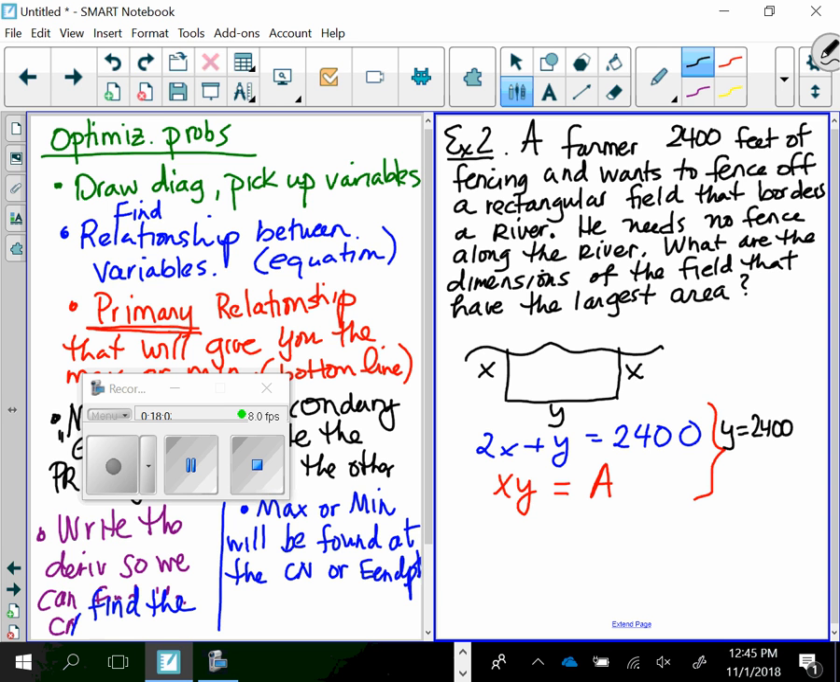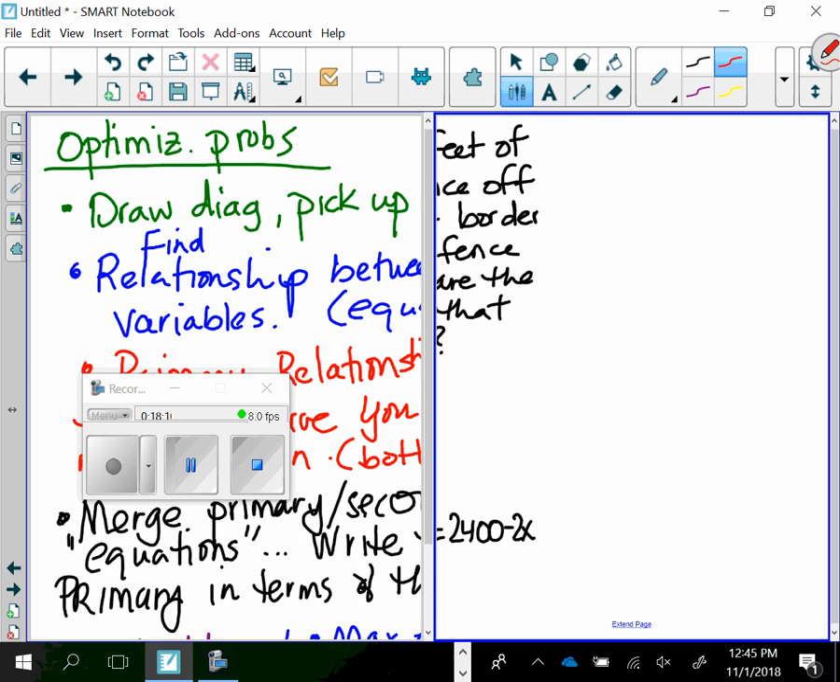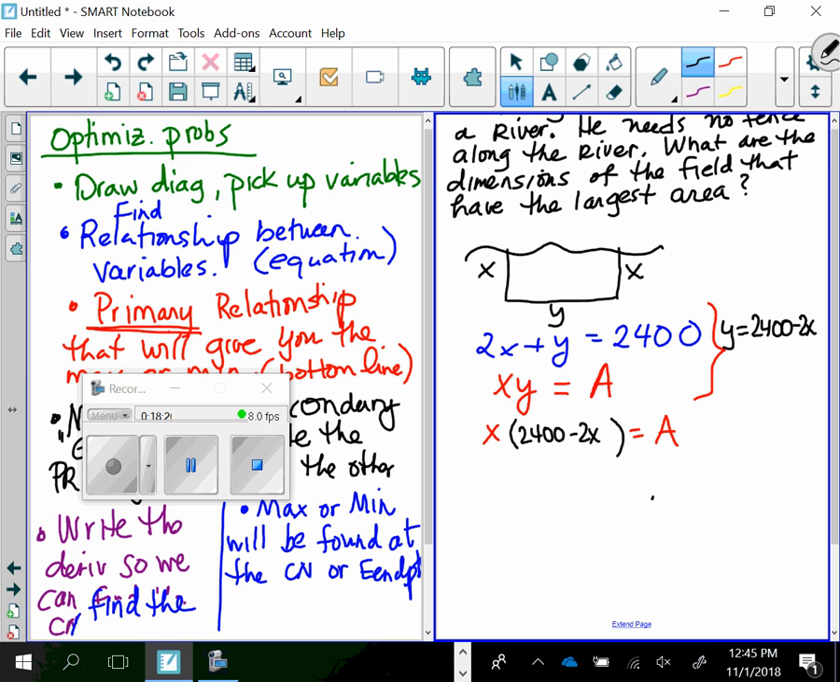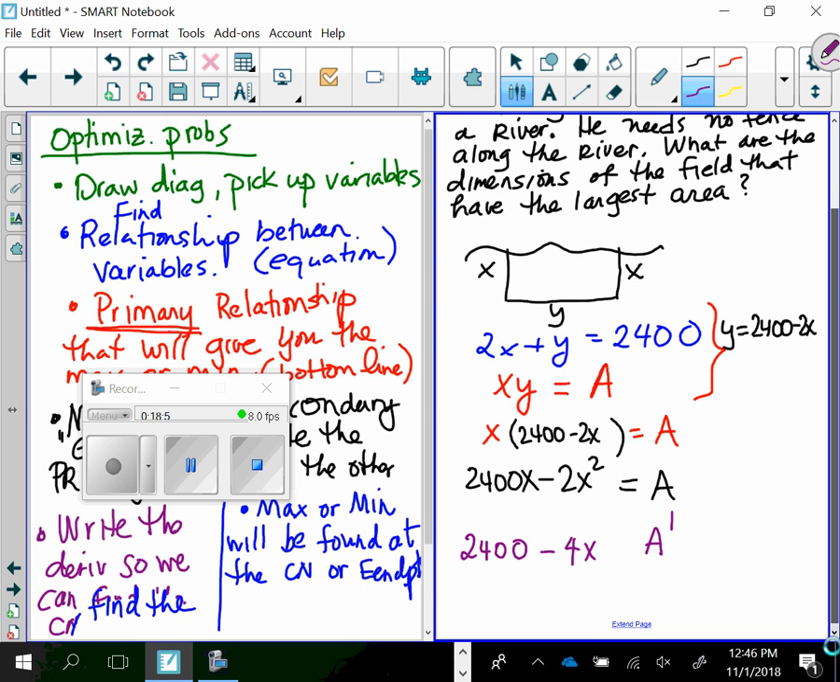Be smart. Do the most efficient method here. Okay, got them merged. And you have 2,400x minus 2x squared? Awesome. Now we got them merged, what's the next thing? The derivative, so we can find the critical numbers. What's the derivative, Catherine? 2,400 minus 4x.